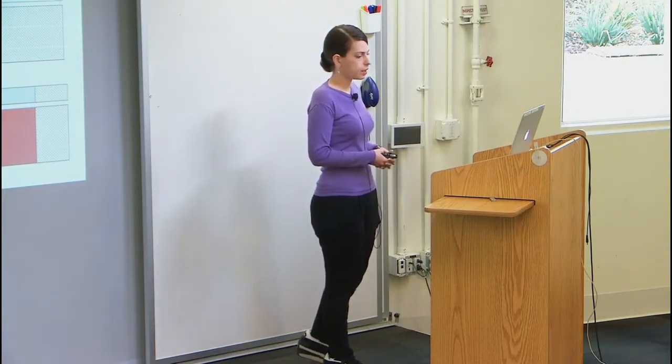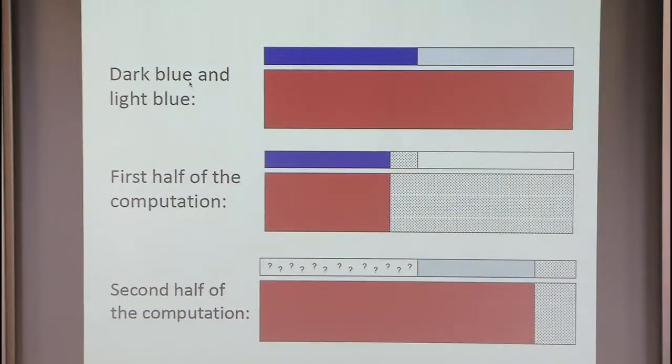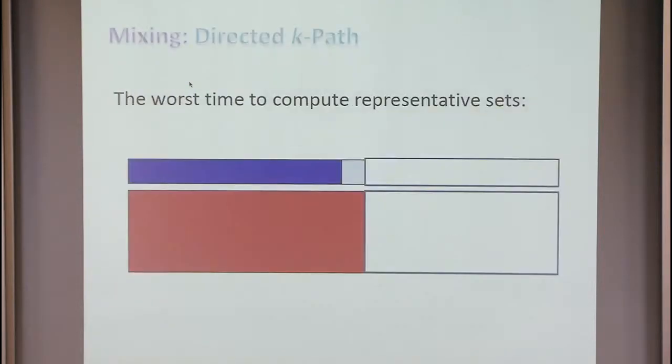However, this is not good enough because the time that we save in the computations of representative sets doesn't justify the time we will need to obtain the dark blue part and light blue part. So let's take a closer look at the worst time to compute representative sets. It's when we have a family of partial solutions that contain slightly more than half of the solution. When we are in this situation.